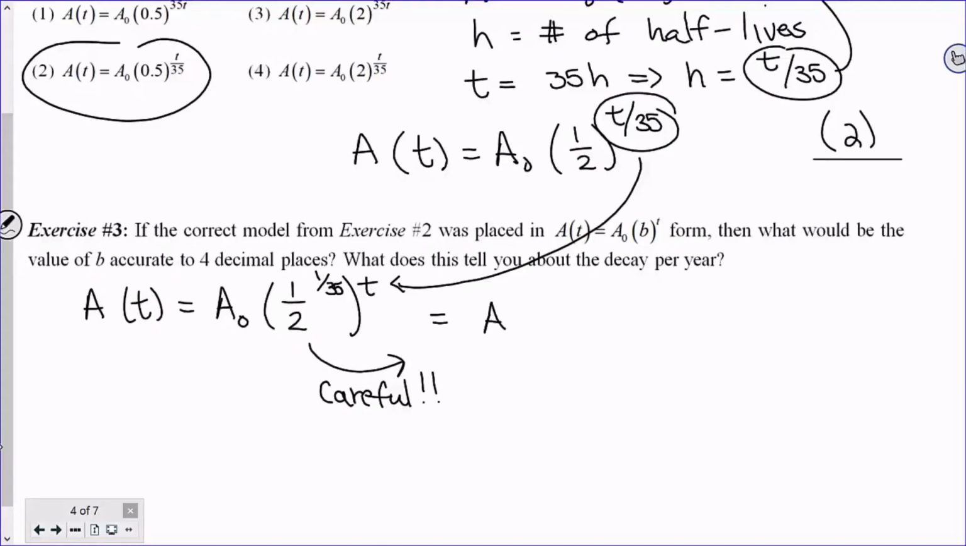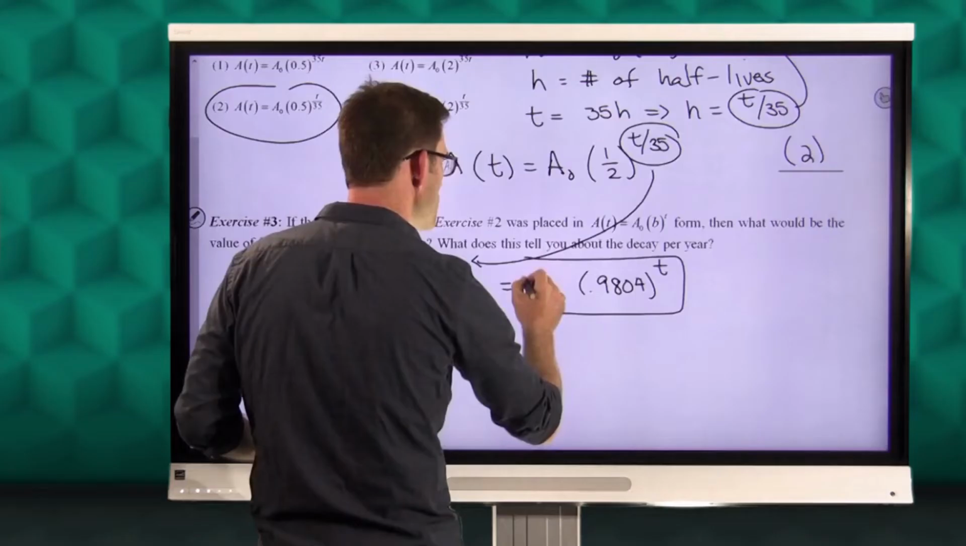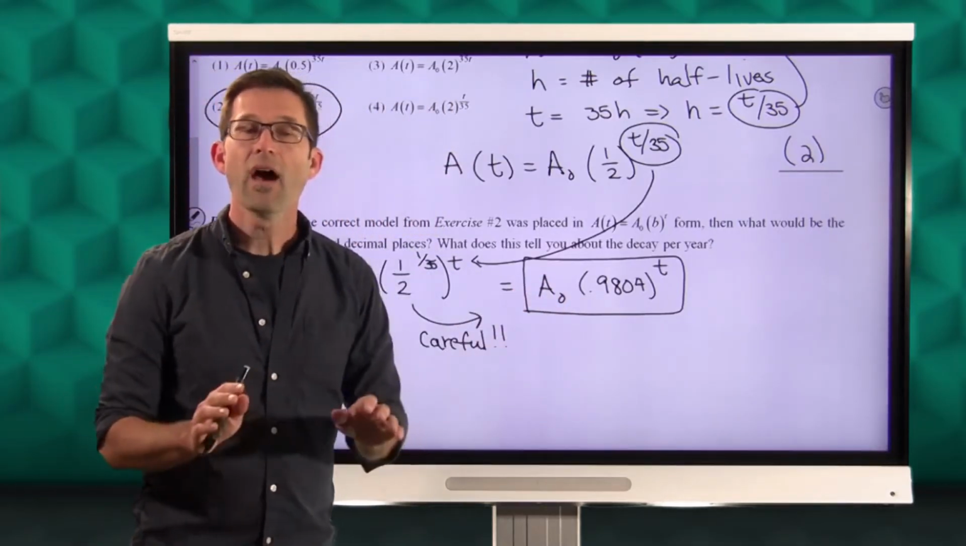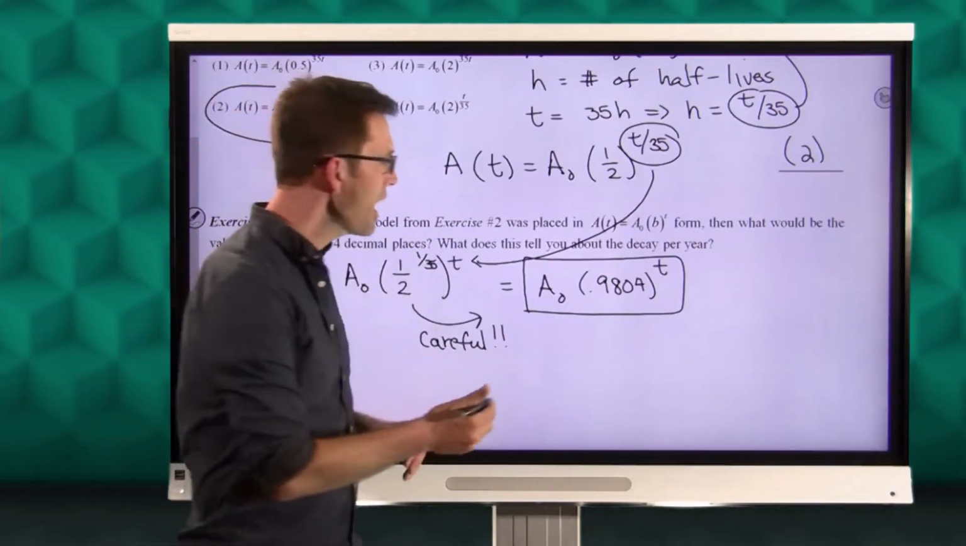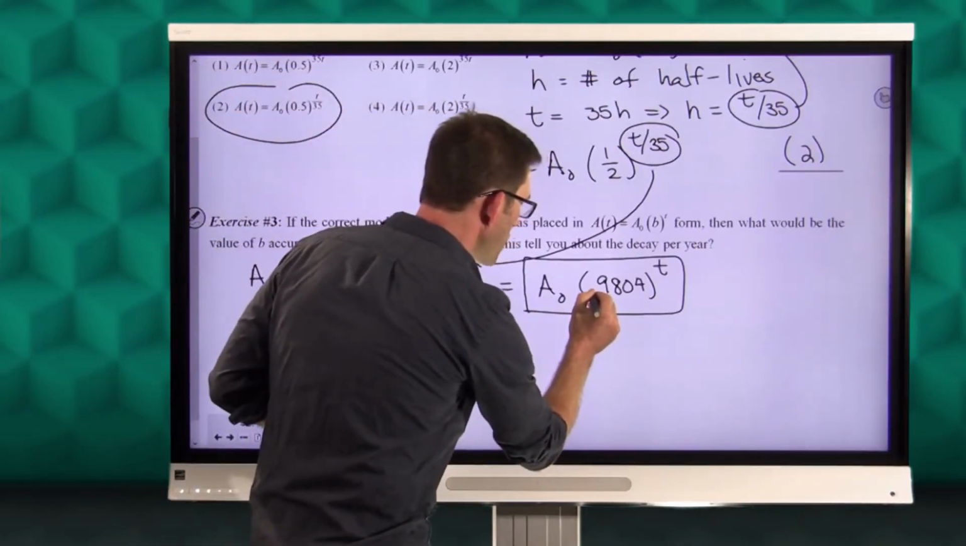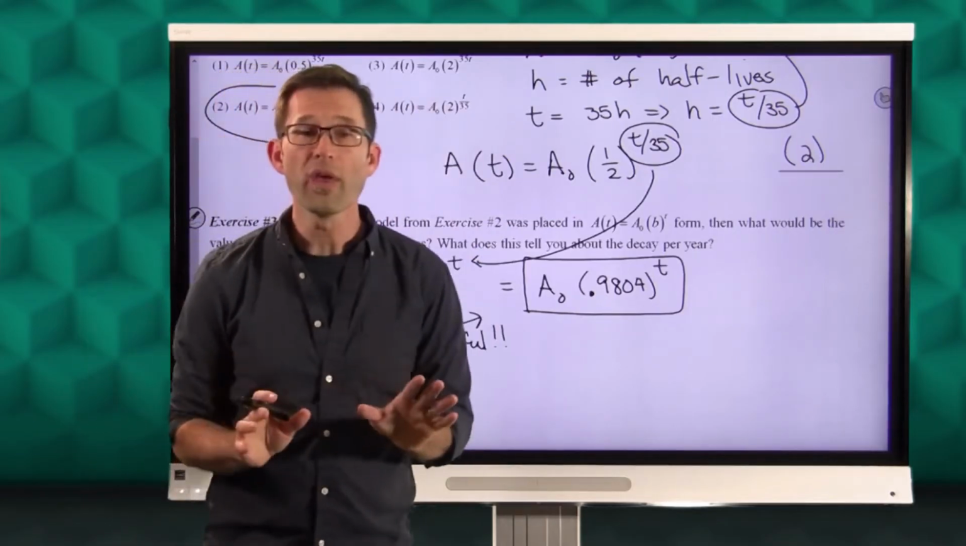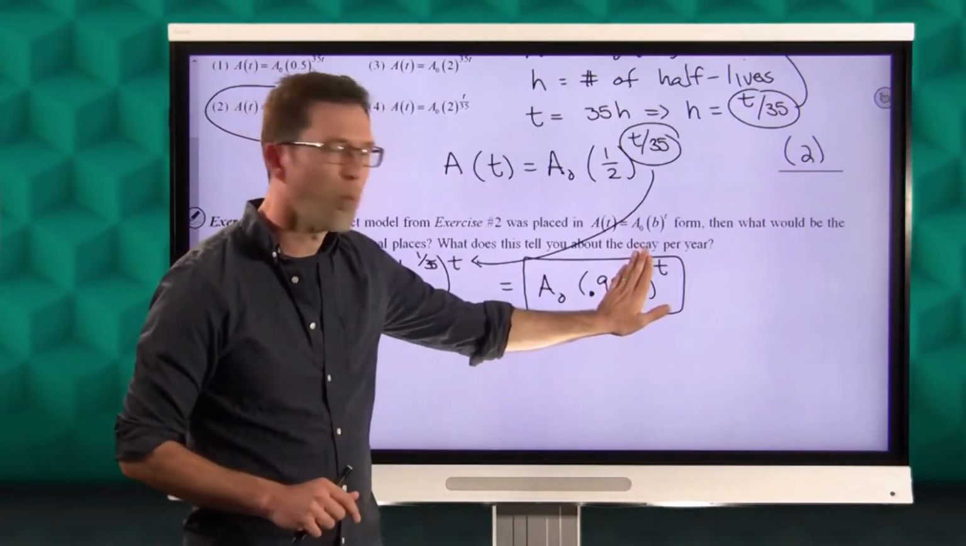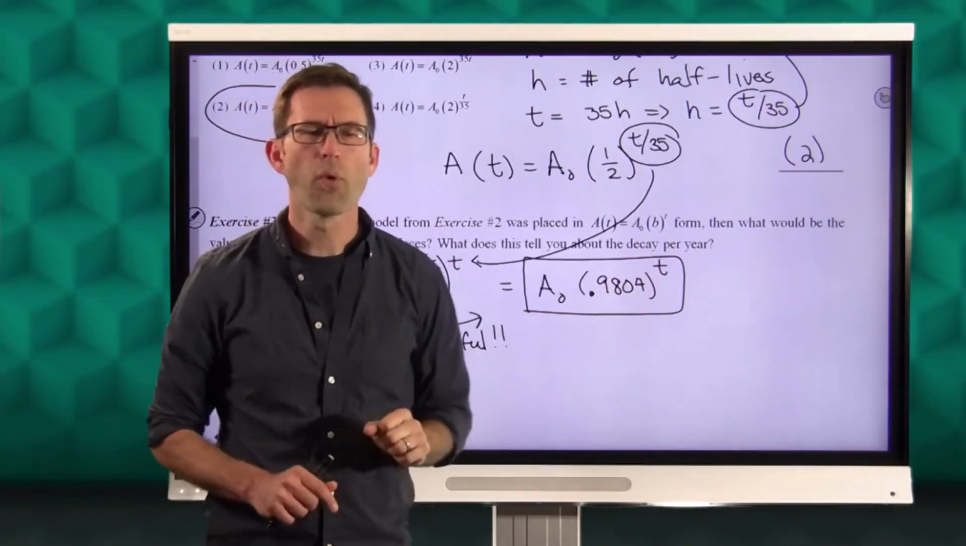But if we put that into our calculator and we want 4 decimal place accuracy, let me use my cheat sheet here for a minute, it's 0.9804. All right, so this is putting it into my a times b to the t form. Now, what's wonderful about that is once we have it in this form, then we can really think about the decay per year. So what we're seeing is, forgetting about the 0.04, just pretend that's 0.98.